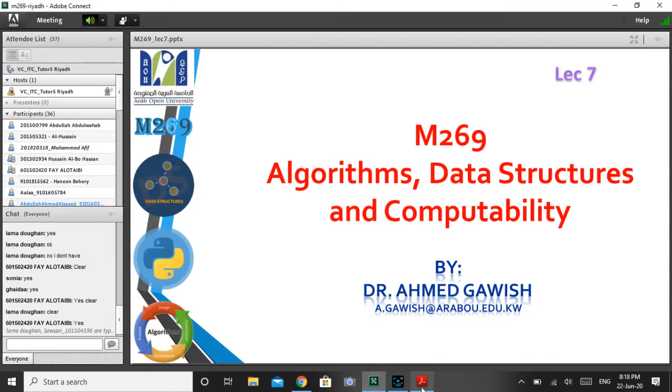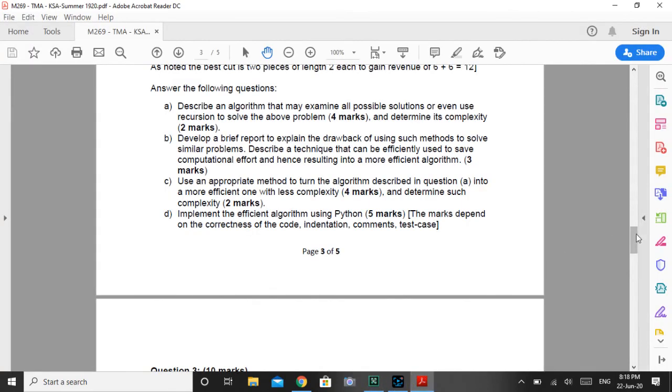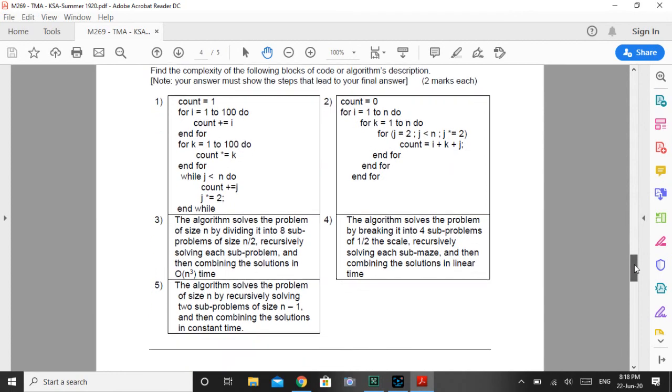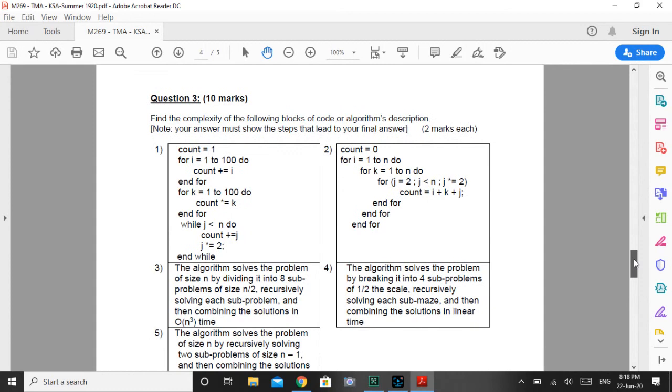Okay. For question number 3, I think it's very straightforward. It is just finding the complexity. You have the code and you need to find the complexity.